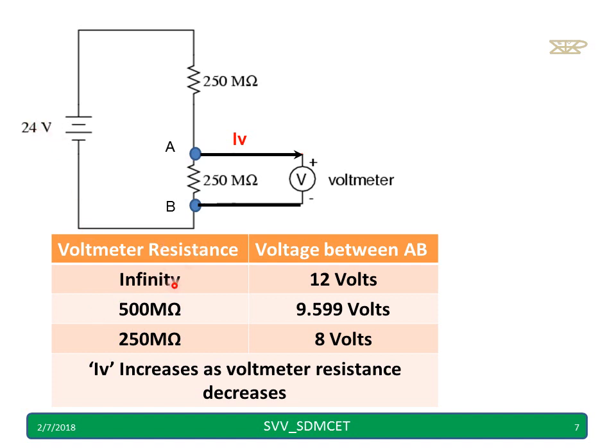Now considering all the 3 cases. When the voltmeter resistance is infinity, I got 12 volts. When it was 500 mega ohm, I got 9.59 volts. When it was 250 mega ohm, I got 8 volts. This IV changes or increases as the voltmeter resistance decreases. It means the voltmeter is drawing current from this branch. When the voltmeter is drawing a current, we call that loading.